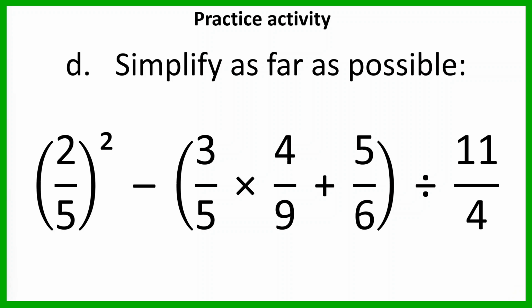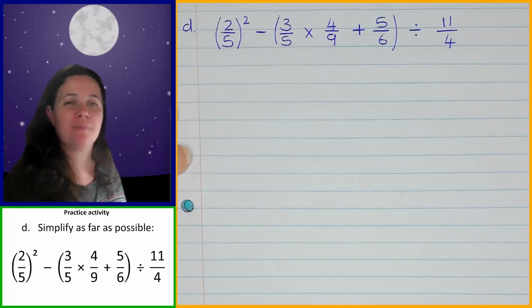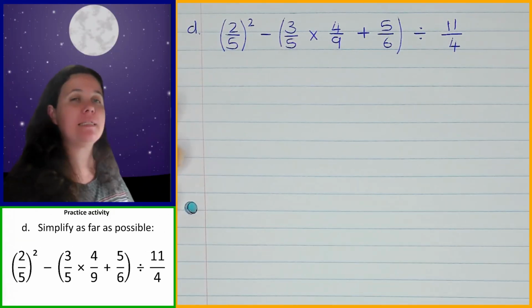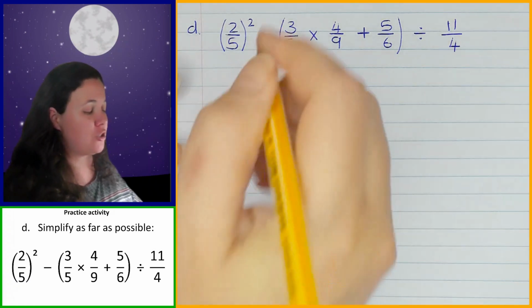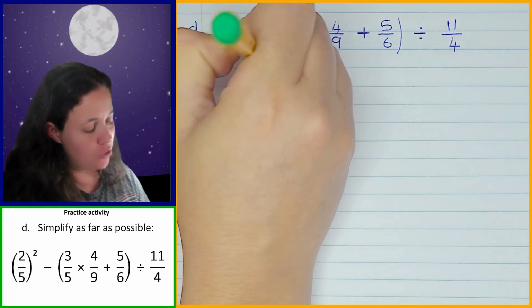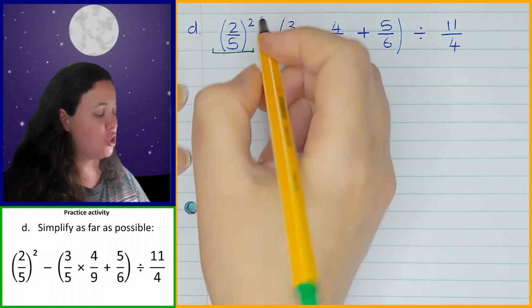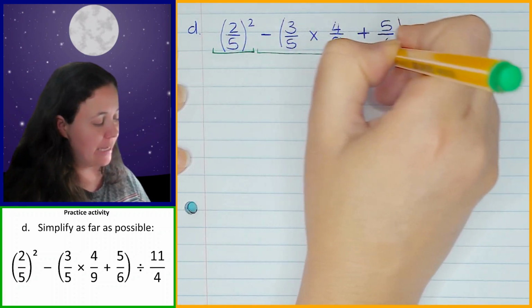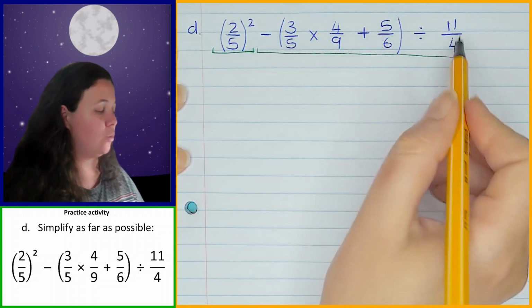Okay, so let's go through that question and see what you should have got. So for this question, first let's see where our terms are. So the first term is just the 2/5 squared. And the second term is from the minus all the way to the end of the question. So this is all one term over here.